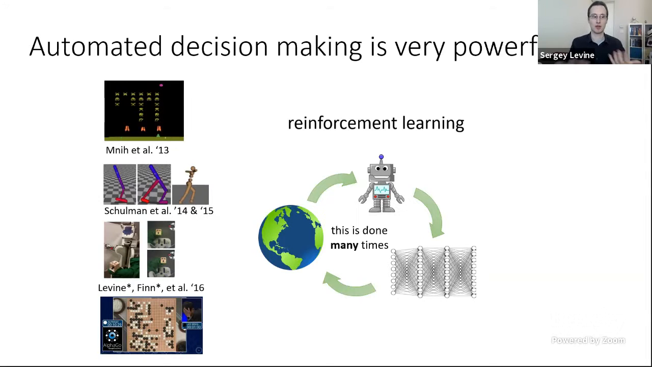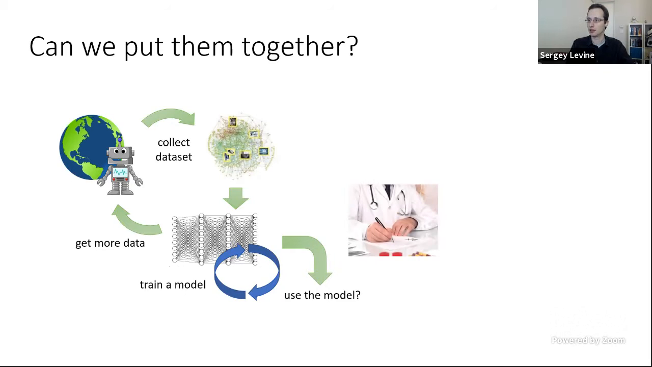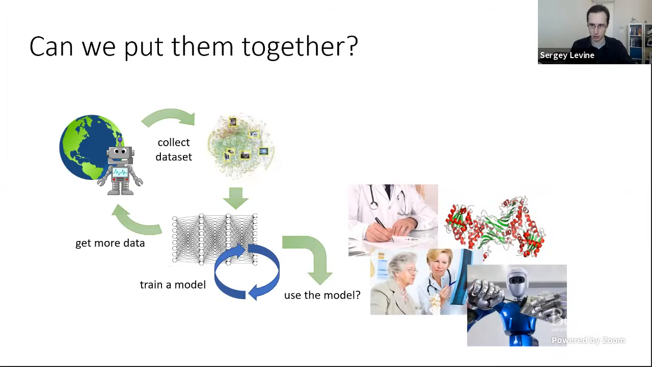So one might hope that somehow these things can be combined, and you can have reinforcement learning algorithms that can diagnose people with pneumonia and decide on a course of treatment, or design proteins to act as drugs or what have you. So, obvious question is, can we put these ideas together and can we make things work really well? So can we actually use the model that we trained in this way with reinforcement learning for things like courses of treatment for patients, designing drugs, what have you, and controlling robots.